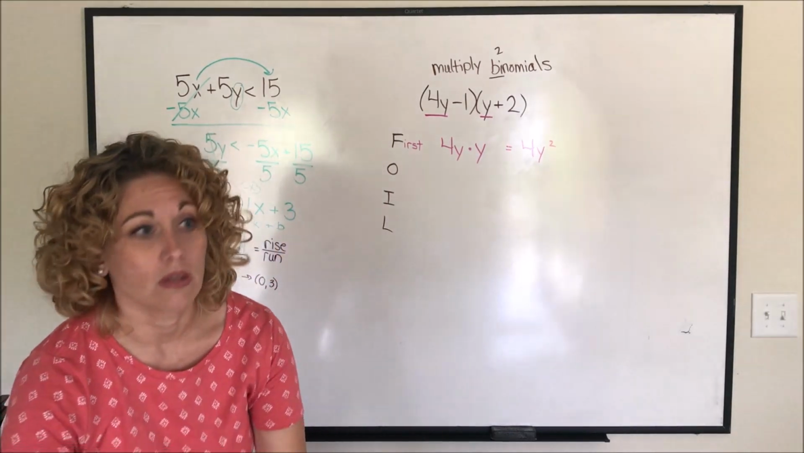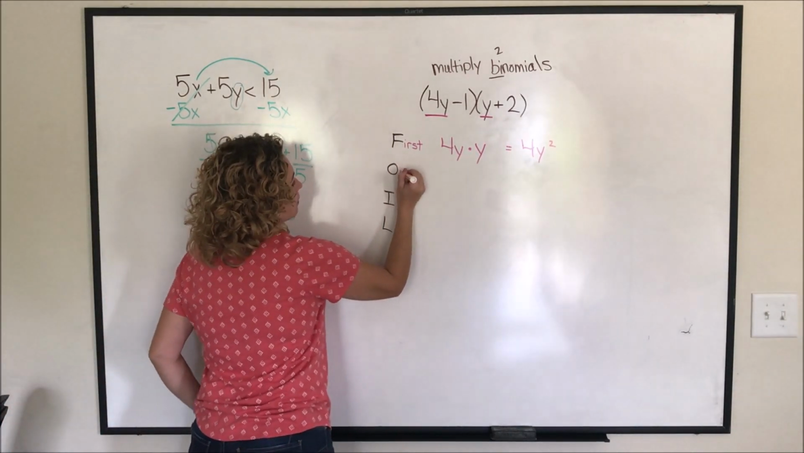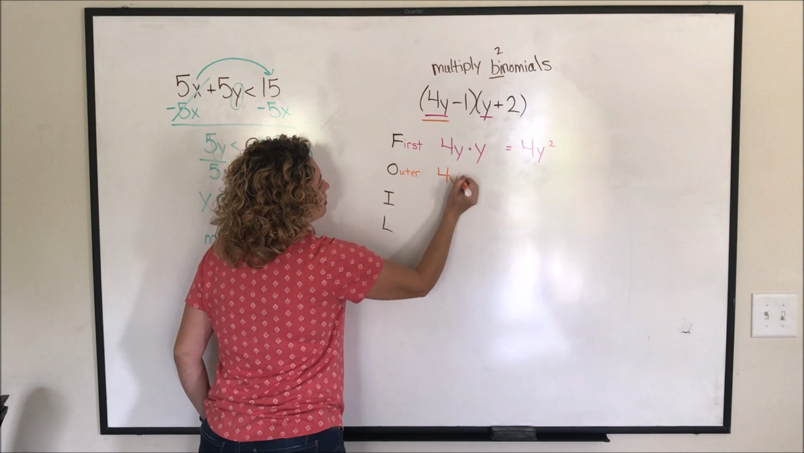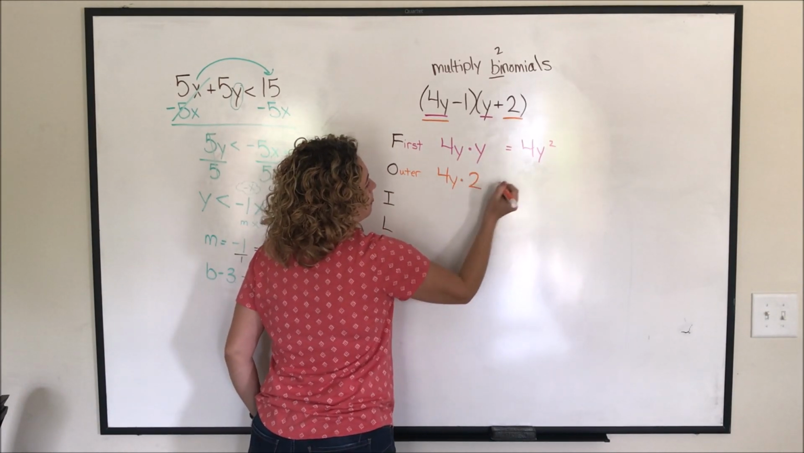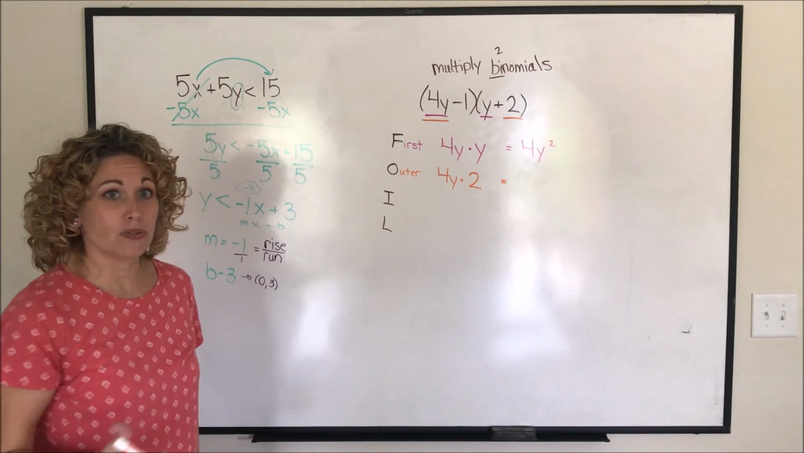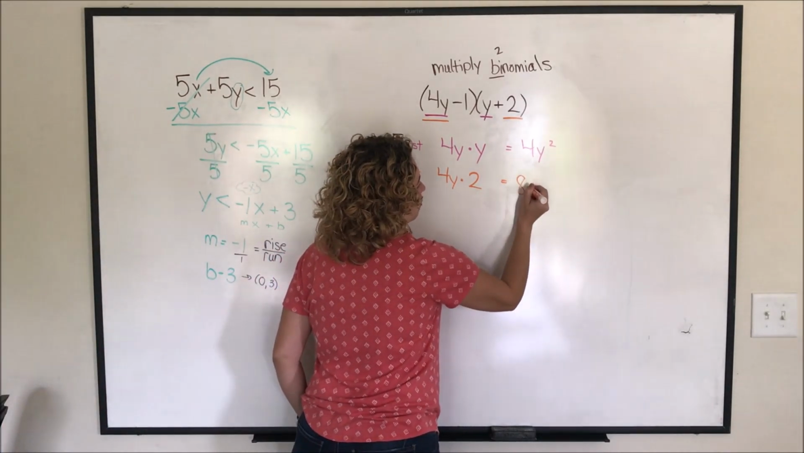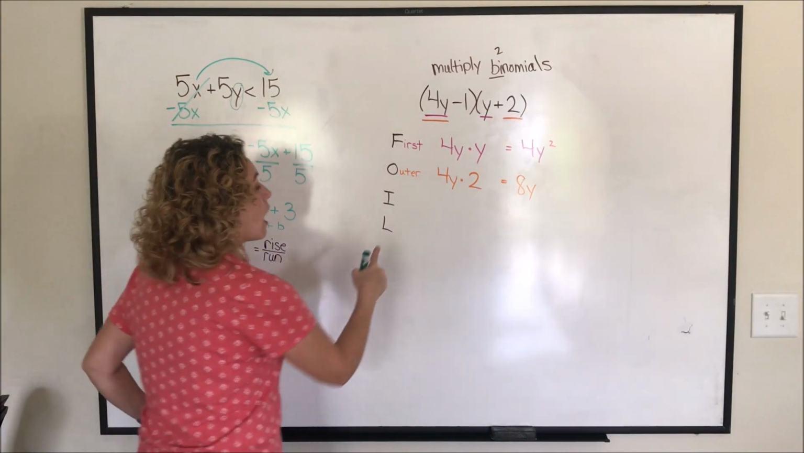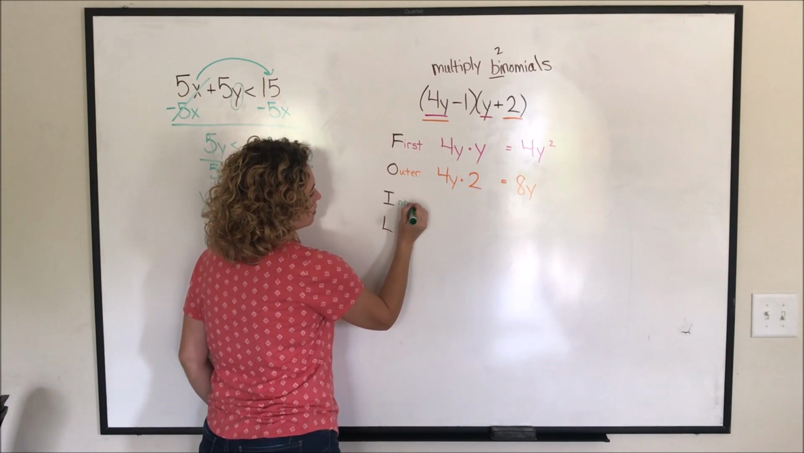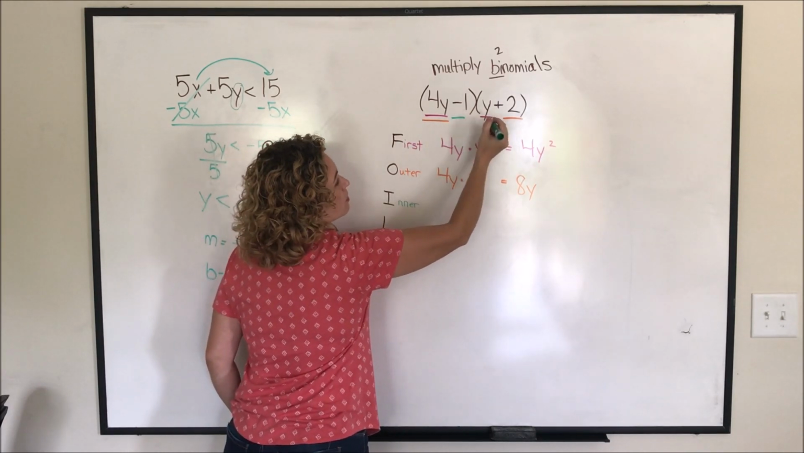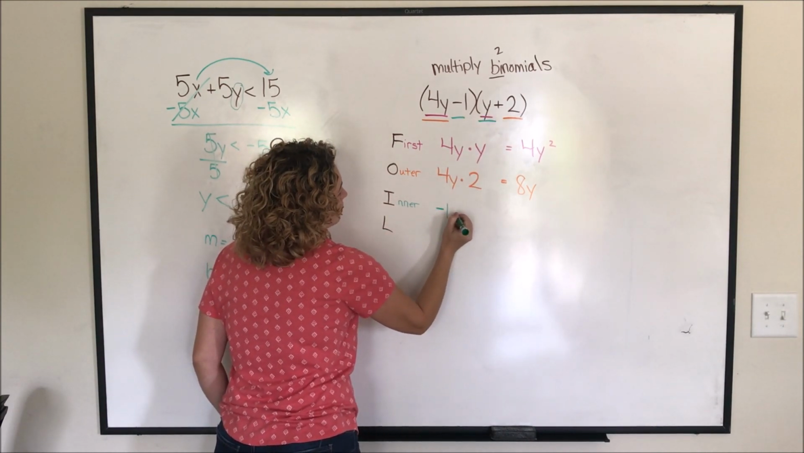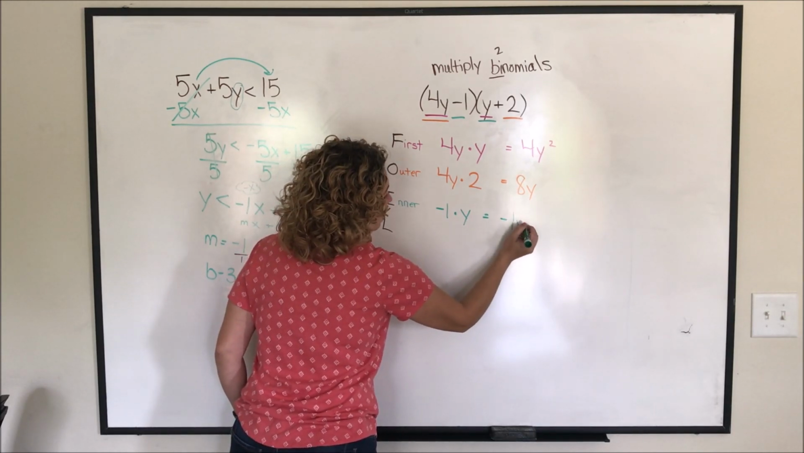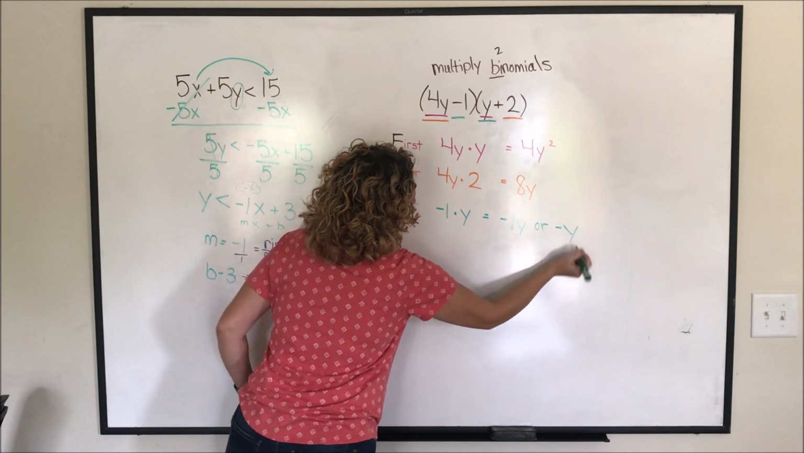Okay. O stands for outer. That would be your outer term. So 4y times 2. 4 times 2 is 8, so that would give us 8y. I stands for inner. That is the inside terms. So -1 times y, which would actually give us a negative 1y or -y, depending how you want to write that.